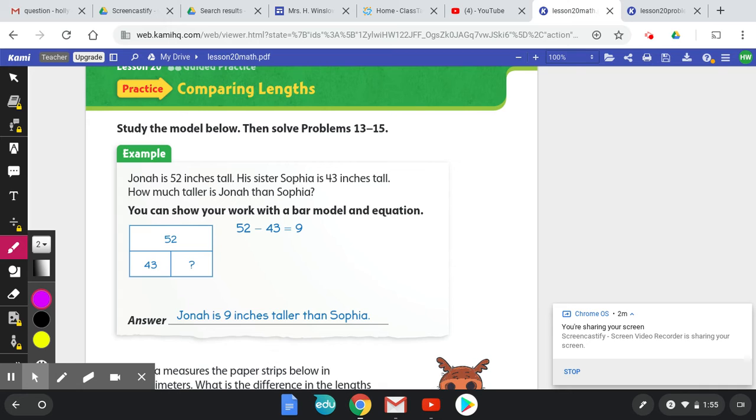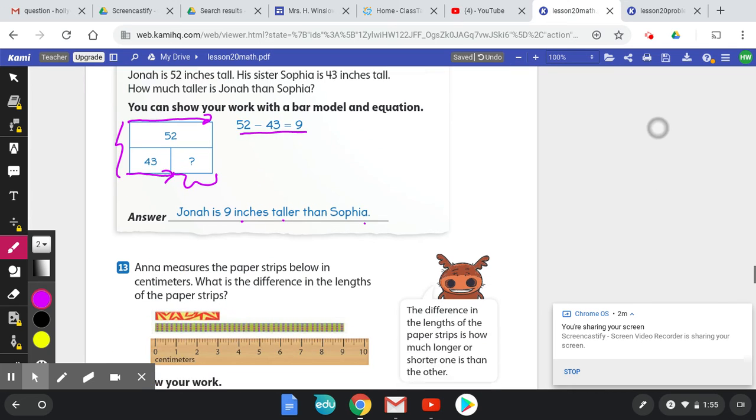So 52 is what Jonah is, and we want to know how much taller he is. So we knew his is going to be the biggest number anyway, even without looking at it. And Sophia is 43. And so their equation using this bar model is this is from here to here is 52 inches, but from here to here is 43. So how many inches is that? Well, 52 minus 43 equals 9. So they wrote Jonah is 9 inches taller than Sophia.